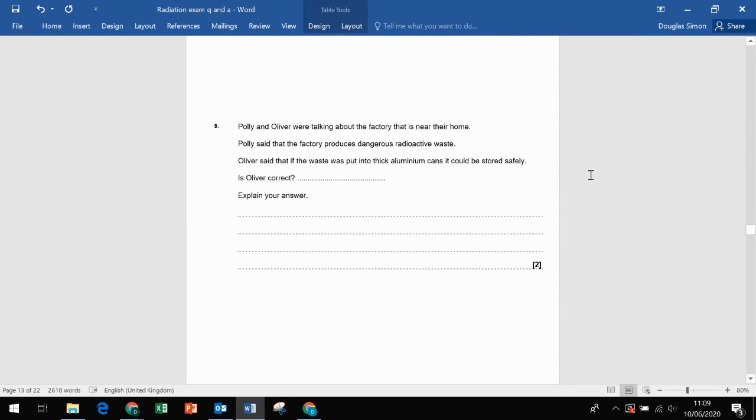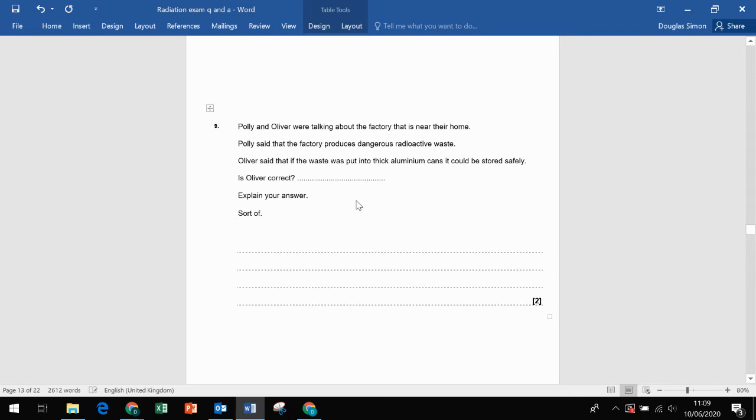Question 9. Polly and Oliver were talking about the factory that is near their home. Polly said the factory produces dangerous radioactive waste. Oliver said that if waste was put into thick aluminium cans, it could be stored safely. Is Oliver correct? Sort of. But I probably wouldn't write that on my exam.